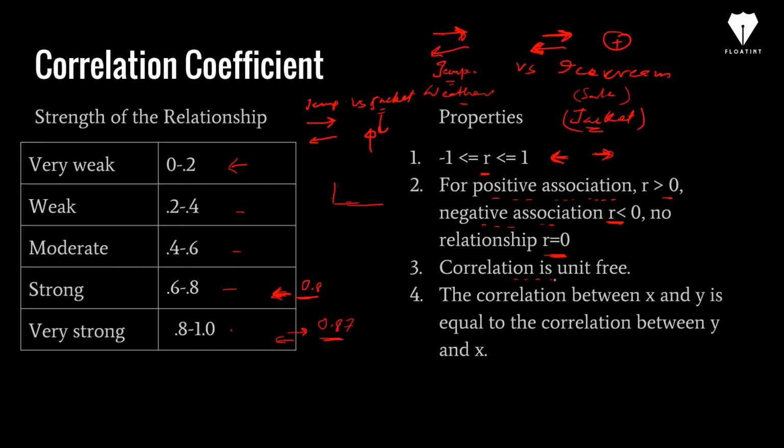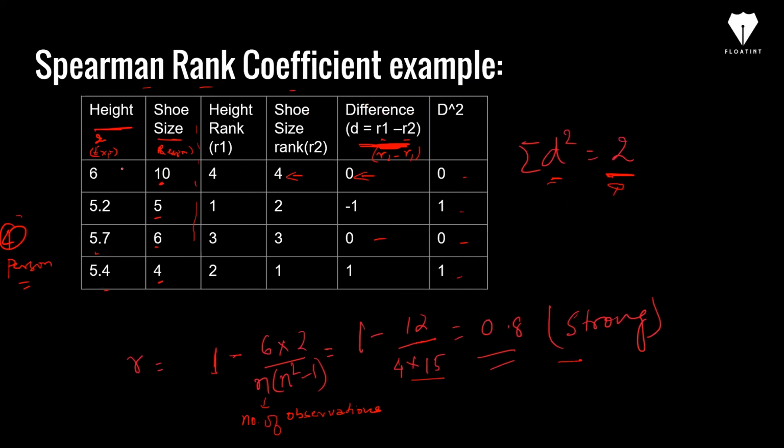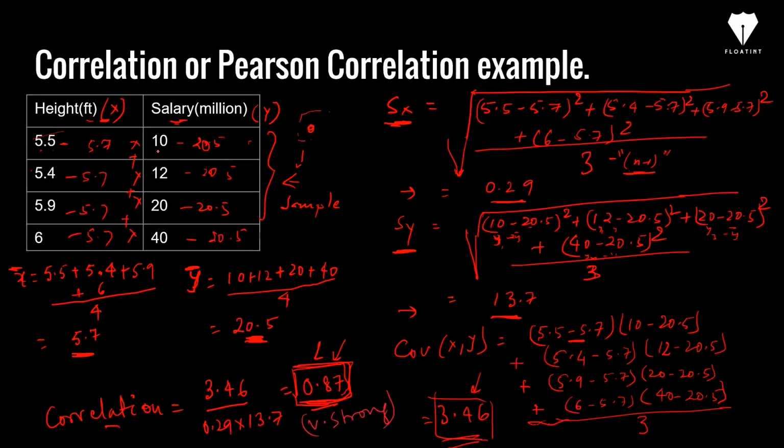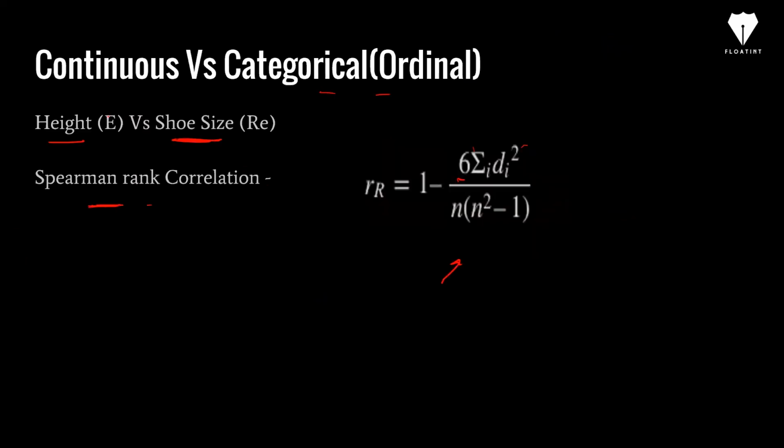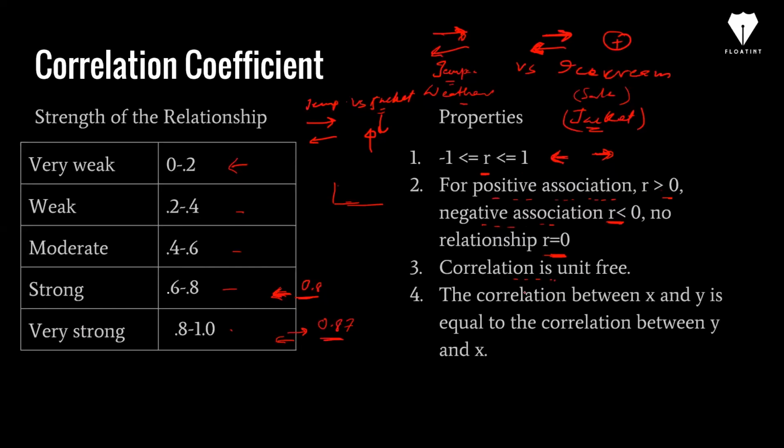And correlation is unit free. It means it doesn't have to be the same unit. Here, shoe size unit is different and height unit is in feet. In the first case also, the salary unit is in million, and height is in feet. So it doesn't matter what the unit of x and y is, it is unit free. And the correlation between x and y is equal to the correlation between y and x. It doesn't matter whether you are calculating correlation between x and y or y and x, it will give the same value. It depends upon you which you keep as explanatory or response variable. If you switch them, you still get the same correlation value.